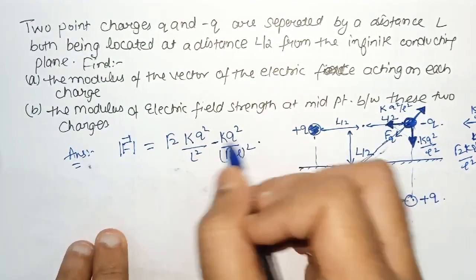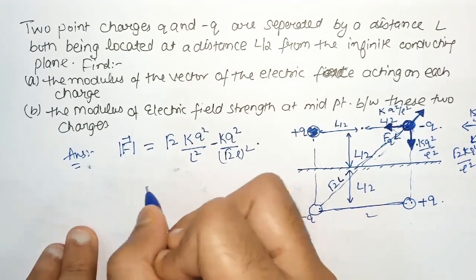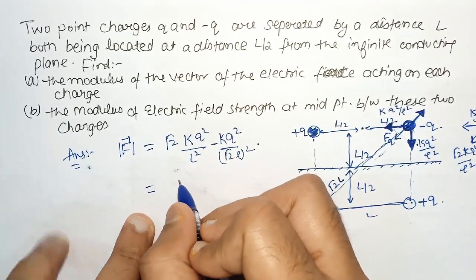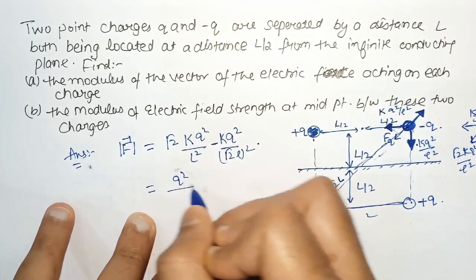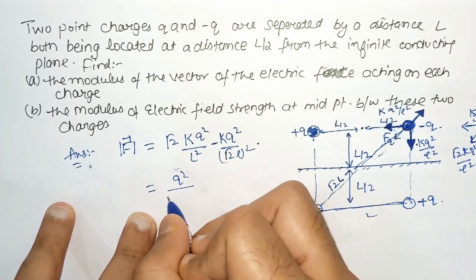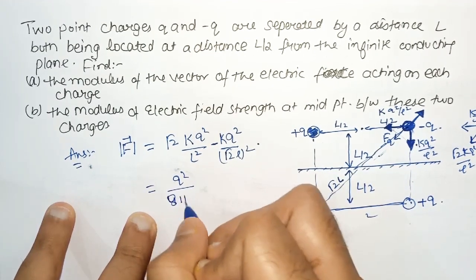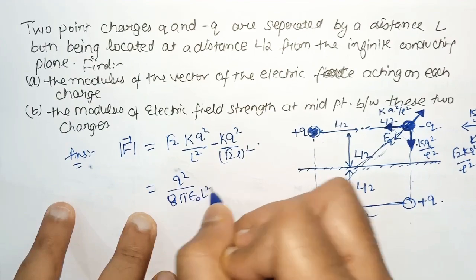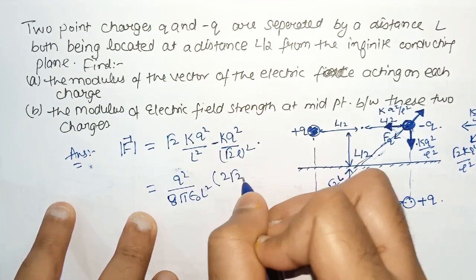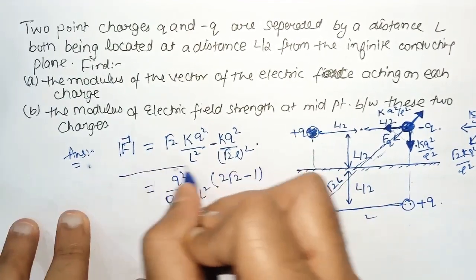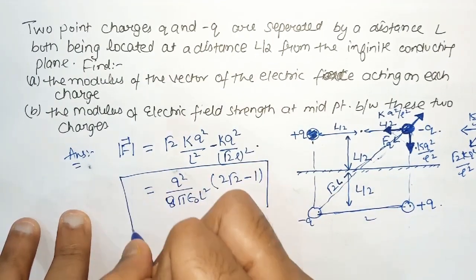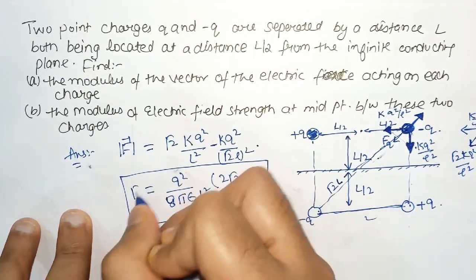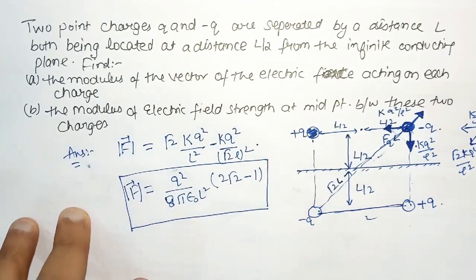Now this is very easy, you can solve it in a very easy manner. This will become Q square upon 4 pi epsilon naught into 2. We can take the LCM, that is 8 pi epsilon naught L square, into (2 root 2 minus 1). This is your final answer. You can see how easy the question is.